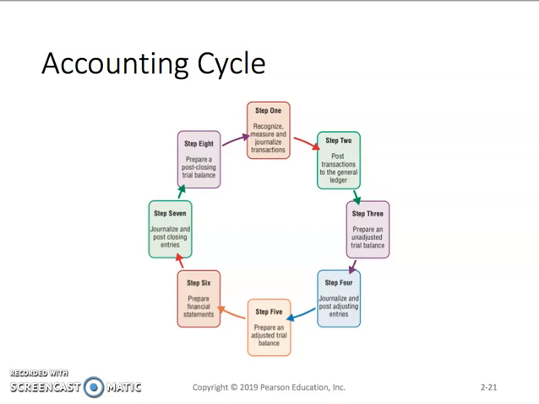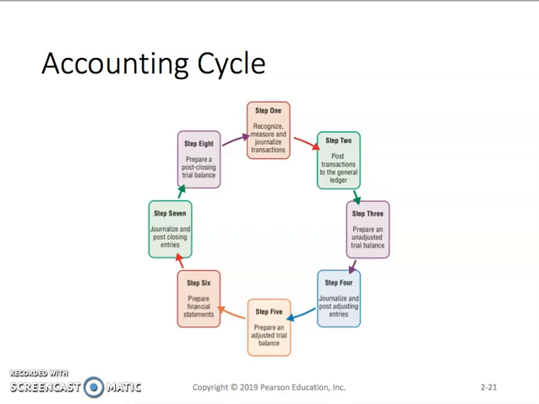So again, this week, Module 2, we're basically covering Chapters 1 and 2. Chapter 2 is going to expand on the accounting cycle, and we're going to start learning how to journalize entries, post to the general ledger, create our unadjusted trial balance, etc.